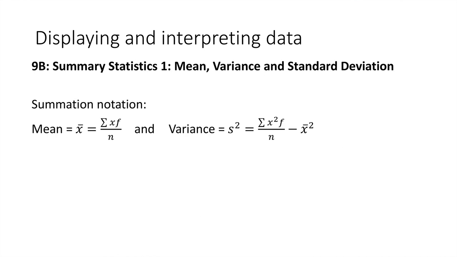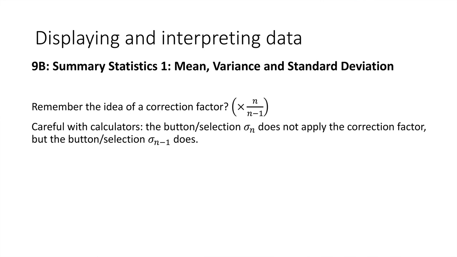So we've got our summation notation. This is what we've just been having, haven't we? But the f over n is the probability, basically. So it's the same thing again. We've had that, so we're all right with that. I spoke about the correction factor earlier, but just to point out the difference on the calculator, actually just come back to it again then.